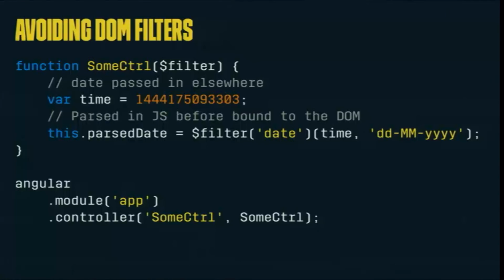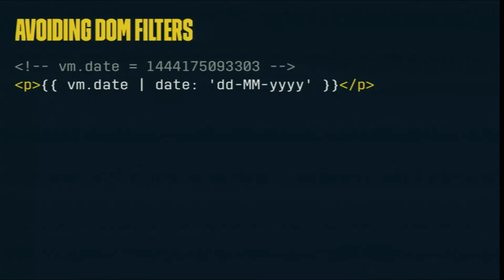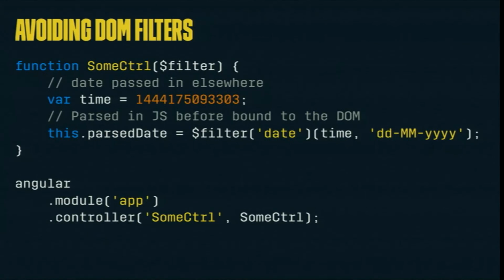So if we look here, we've got some controller, we've used dependency injection, we've injected the $filter provider, and then instead of doing vm.date, pipe, date, and letting Angular do all that stuff, we can do it in JavaScript, which is a lot simpler. It makes the testing a little bit simpler because we don't have to rely on two different values. We've got the milliseconds in the controller, and the parsed output in the DOM. We can just have the same format.